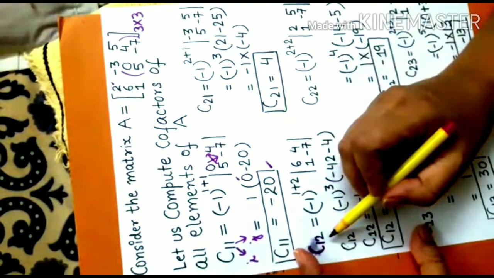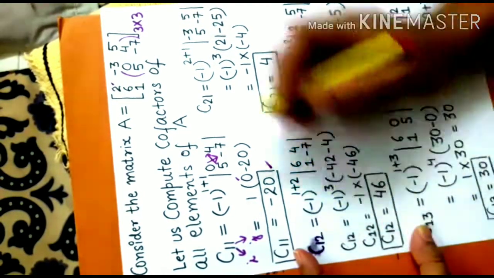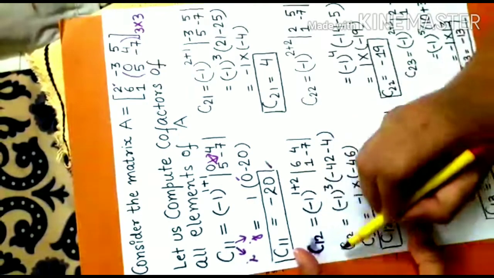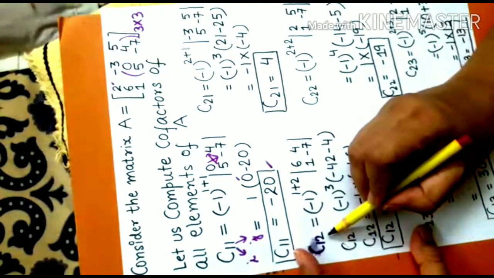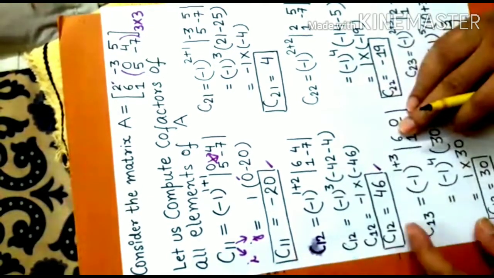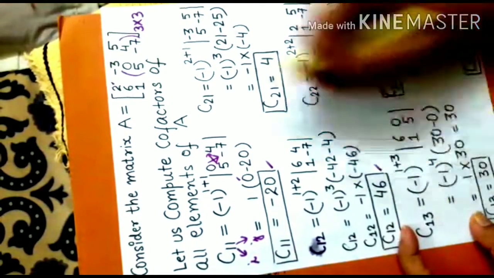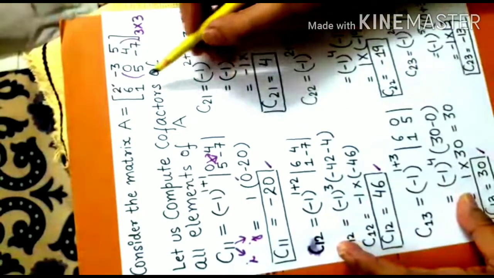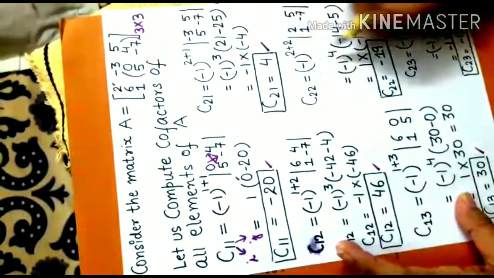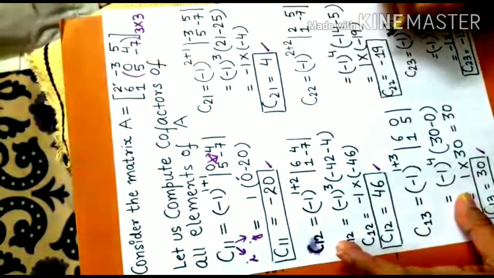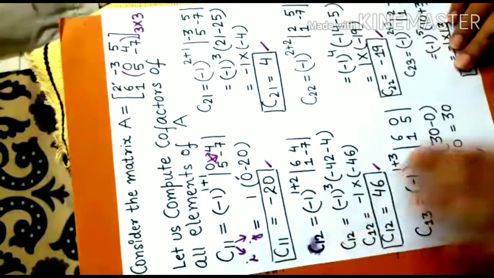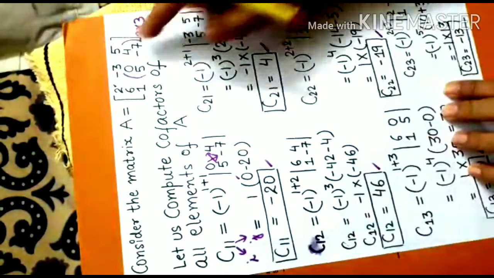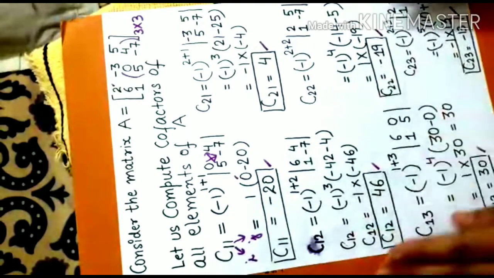Similarly, the cofactor of the second element A12, denoted by C12, is 46. Cofactor of A13 is 30. Cofactor of A21 is 4. Cofactor of A22 is -19. Cofactor of A23 is -13.